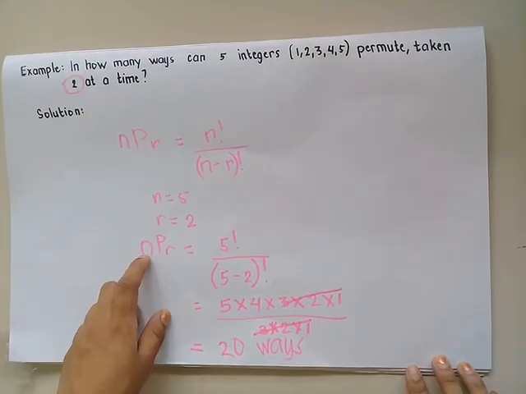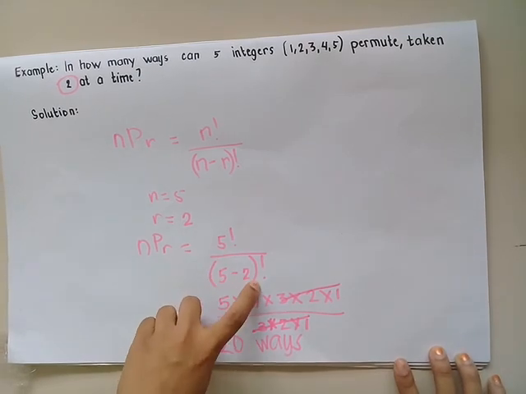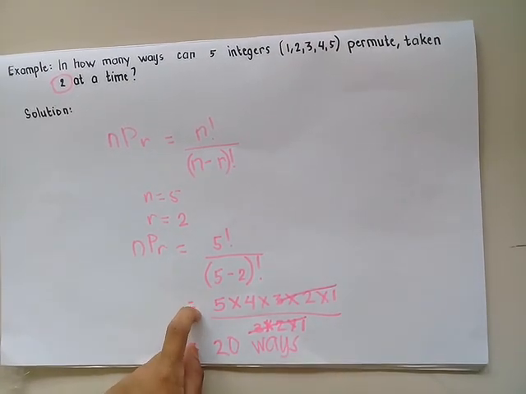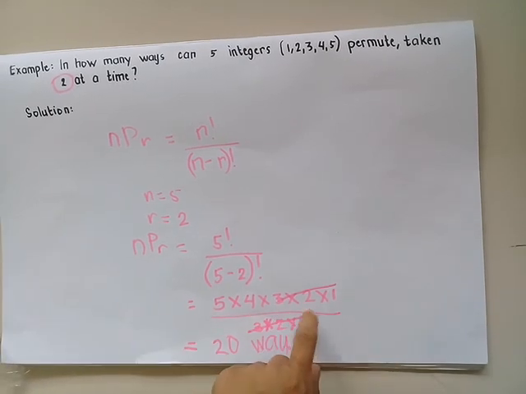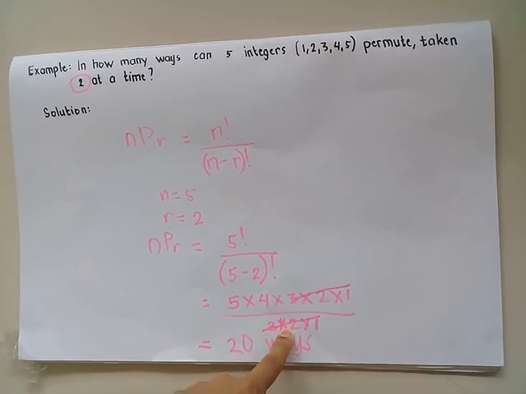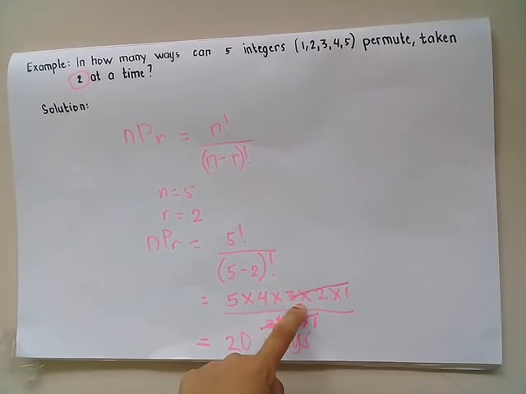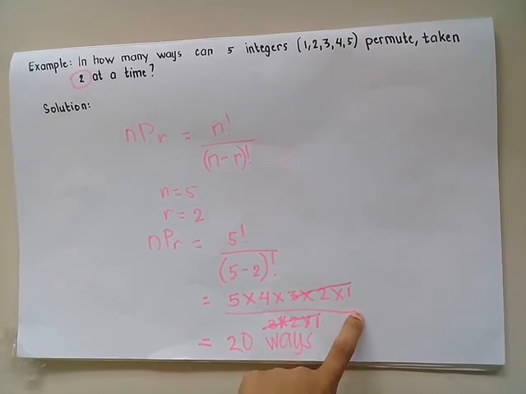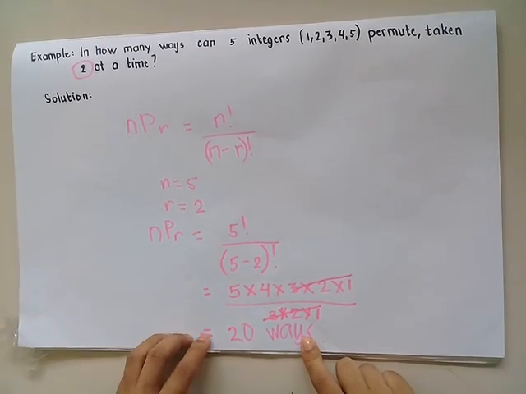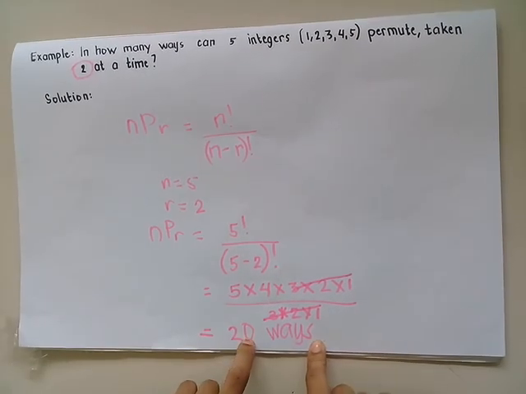So nPr substitute equals 5 factorial over 5 minus 2 factorial, is equal to 5 factorial, which is 5 times 4 times 3 times 2 times 1, over 5 minus 2, which is equal to 3 factorial, so 3 times 2 times 1. We can cancel out 3 times 2 times 1 in the numerator, and also in the denominator 3 times 2 times 1, or equal to 5 times 4 is equal to 20 ways.